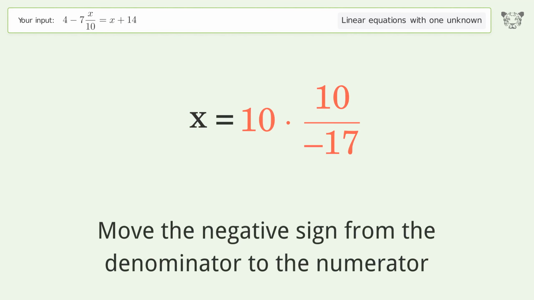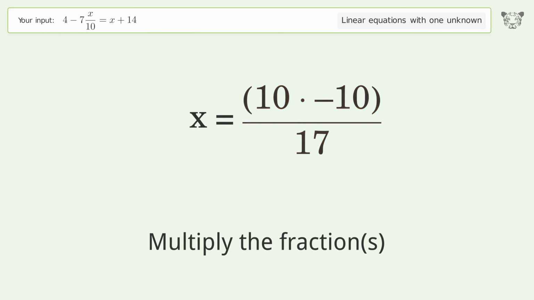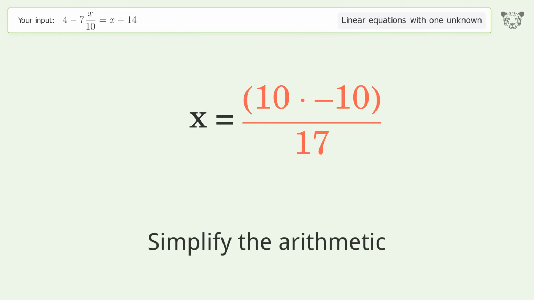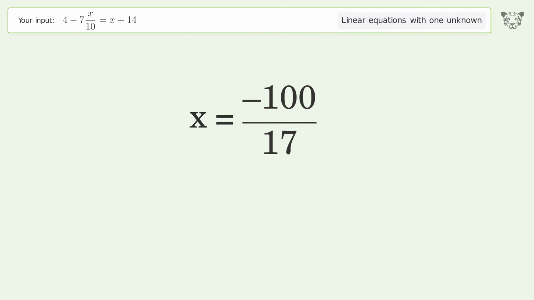Move the negative sign from the denominator to the numerator. Multiply the fractions. Simplify the arithmetic. And so the final result is x equals negative 100/17.